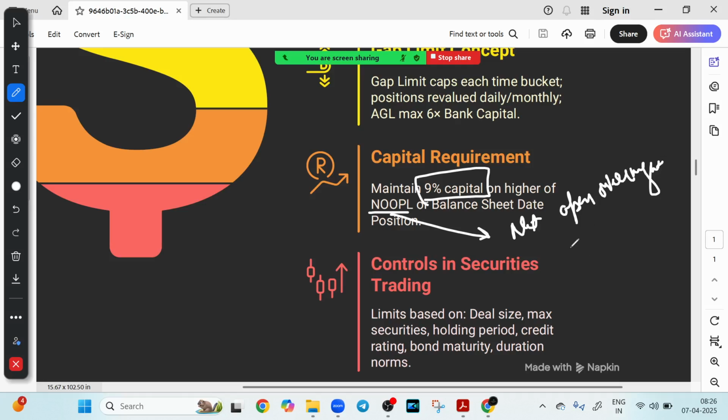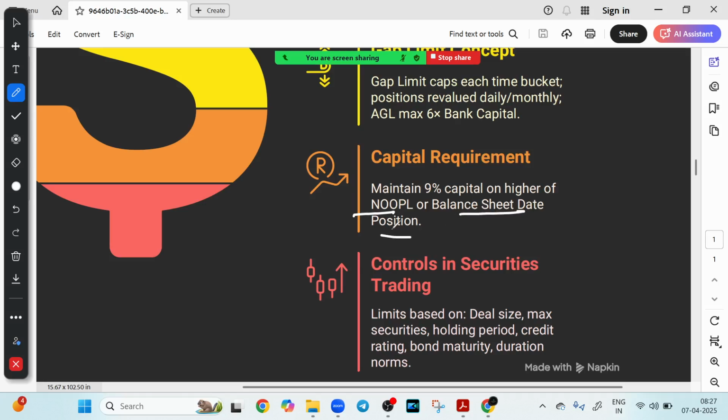So net open overnight position limit, that is called NOPL. Full form must be known to you. Bank must maintain 9% capital buffer either on their NOPL or the balance sheet date position, either of the two. Whichever is higher, they should make 9% of that.